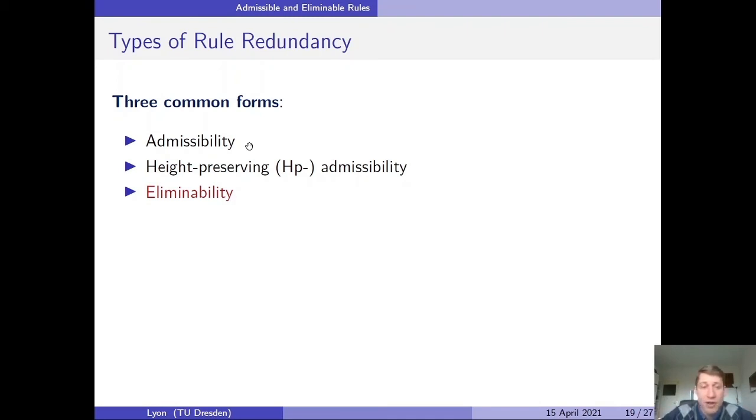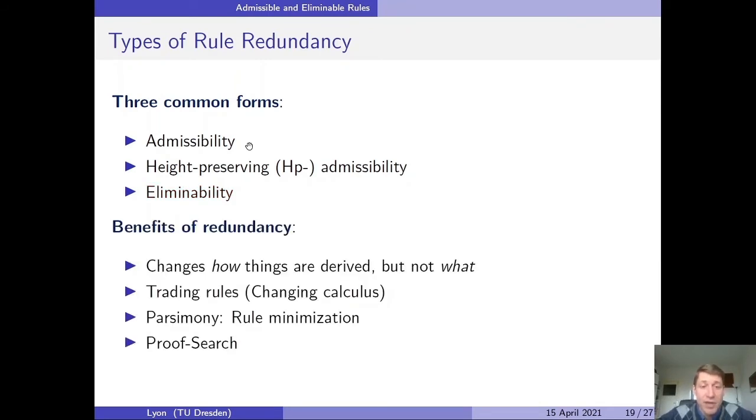Now, before I move on to explaining each of these in a bit more detail and giving examples of them, I want to explain what the benefits of rule redundancy are. So, again, if a rule is redundant, what this means is that you're free to either use it or not use it in your system. Your system doesn't necessarily need it. So by either adding it to your system or taking it away from your system, you can change how things are derived, what kinds of proofs you have, but you do not change what is derived. And depending on your application, it can be useful to change how you derive things.